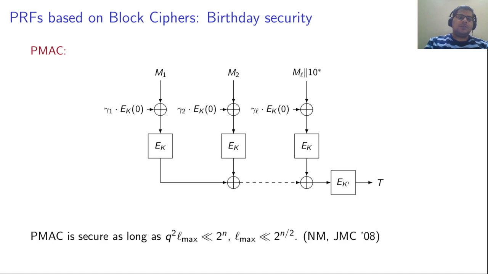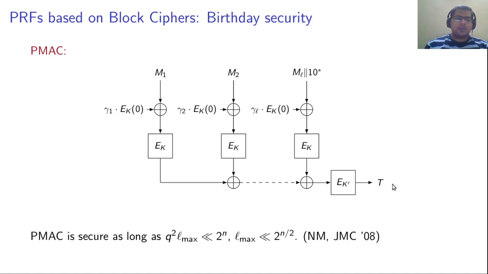Some examples of block cipher-based PRFs include PMAC, which is one of the most popular MAC constructions. This construction is by Black and Rogaway. PMAC is a parallelizable MAC where the message blocks are first masked with a masking value, which is generated by a gamma code multiplied by the encryption of 0 for each position. So position 1 is multiplied by the gamma code for 1, position 2 by the gamma code for 2, and so on. Then this masked value is encrypted, and finally we accumulate all these values into a hash value, which is encrypted again to get the final output.